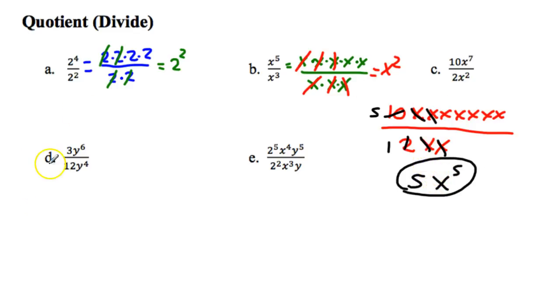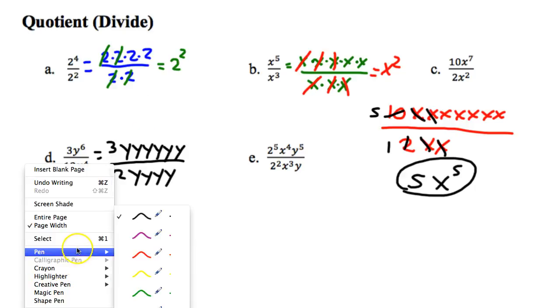Let's move over here. 3y to the 6. All right, so that's 3, and I got 6 y's. Why am I doing this? It's going to be useful later, I swear. All right, on the bottom we've got 12 y to the 4th. 1, 2, 3, 4 y's.